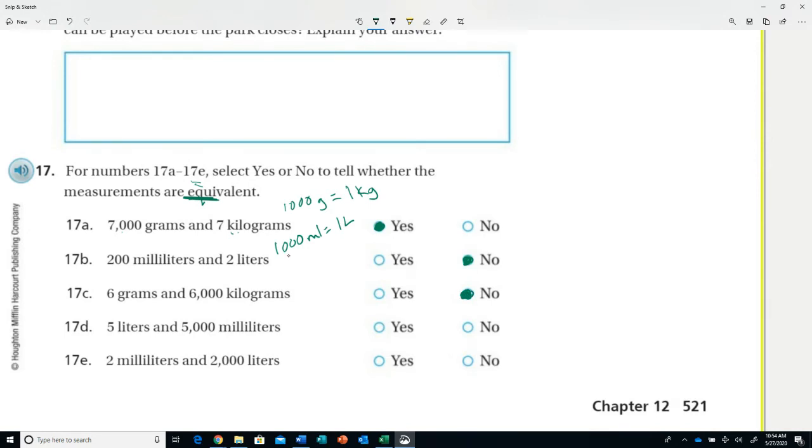5 liters and 5,000 milliliters. 1,000 milliliters makes a liter. So 5 times 1,000 is 5,000. That's a yes. 2 milliliters and 2,000 liters. They're trying to mess you up again by giving you lots of liters and very few milliliters. That is a no. We are done with the page.